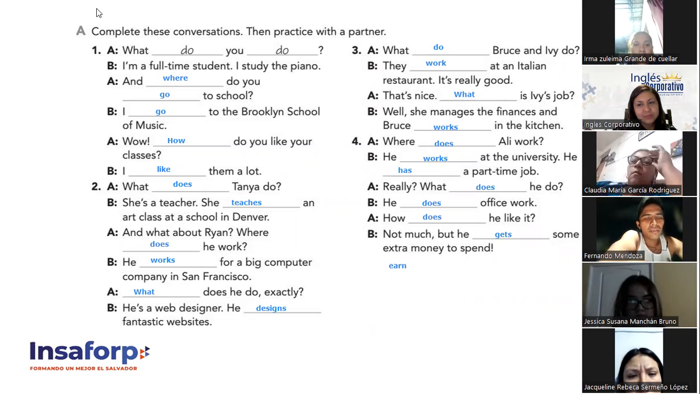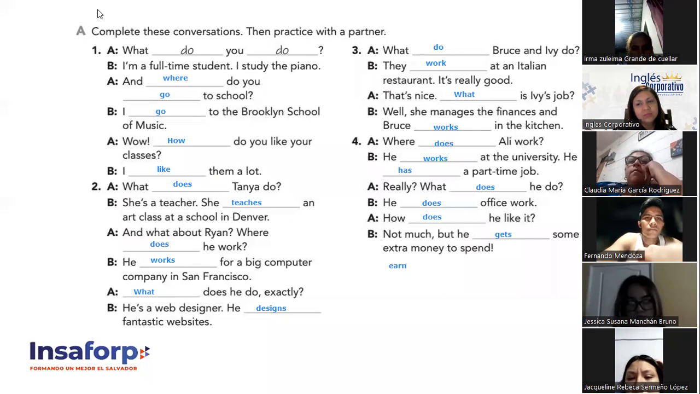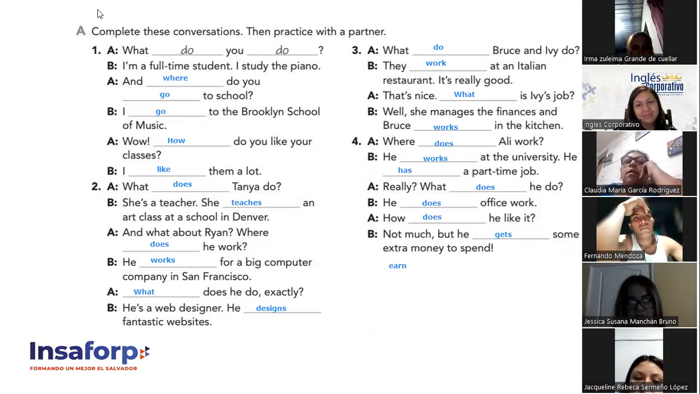And what about Ryan? Where does he work? He works for a big computer company in San Francisco. What does he do exactly? He's a web designer. He designs fantastic websites.